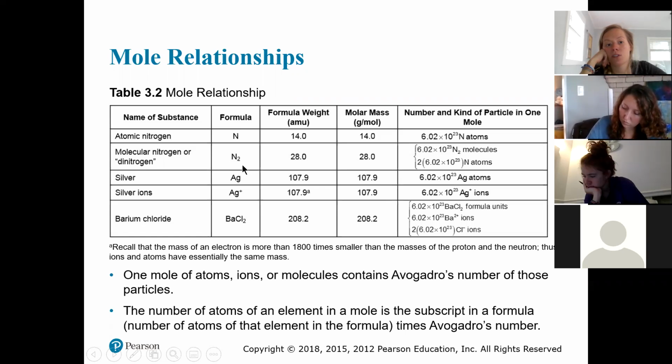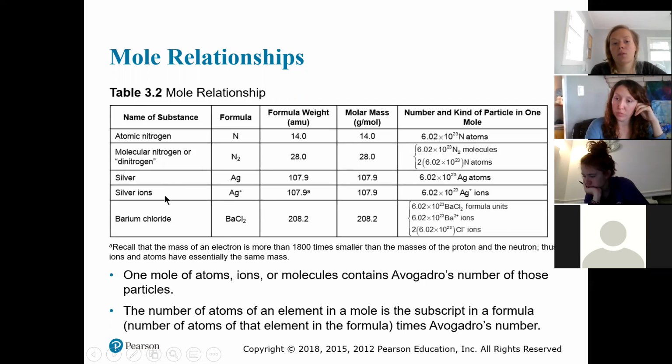If we're dealing with nitrogen as a molecule, diatomic N2, that's a little bit different, right? So N2 has the mass of 2 nitrogens. Molar mass of 2 nitrogens. How many molecules? It's actually going to have 6.022 times 10 to the 23rd N2 molecules, or 2 times 6.022 times 10 to the 23rd nitrogen atoms. We can write that either way.